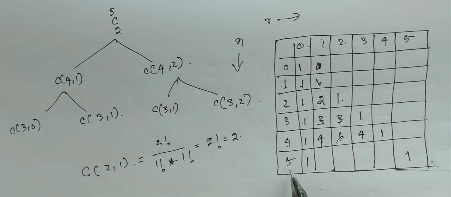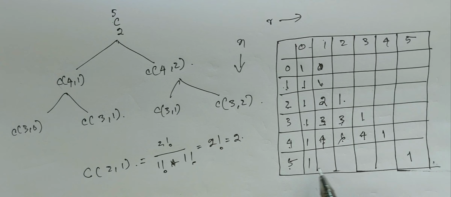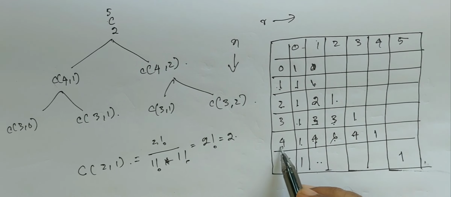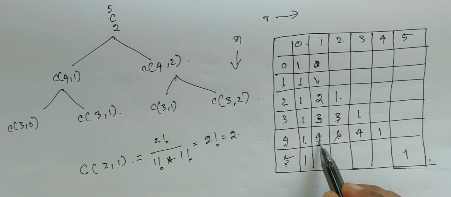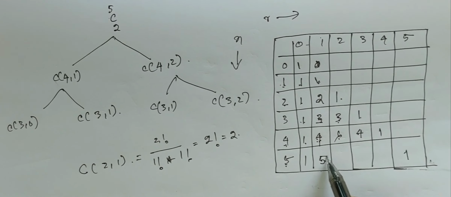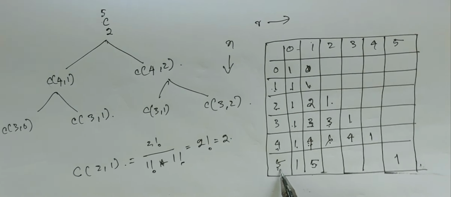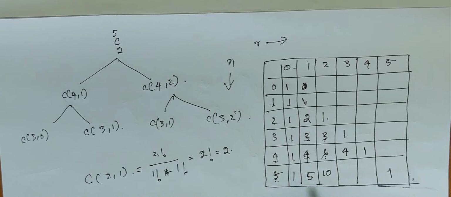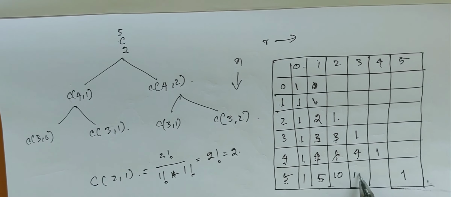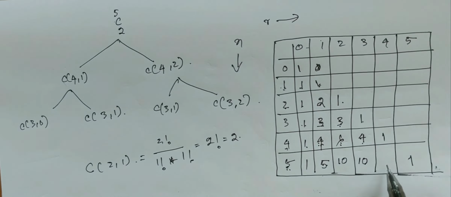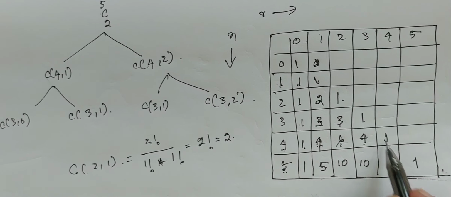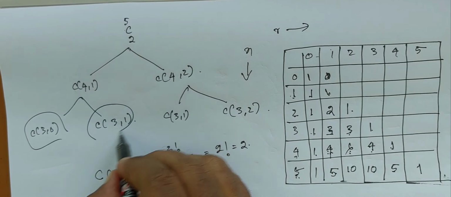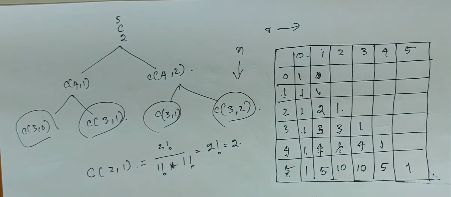Similarly, when I want to get 51, I will calculate 40 plus 41, that is 4 plus 1 which is 5. When I calculate 52, these two boxes will be added. When I calculate 53, these two boxes will be added. When I calculate 54, these two boxes will be added, and these are the coefficients according to these coordinate points in the binomial equation.